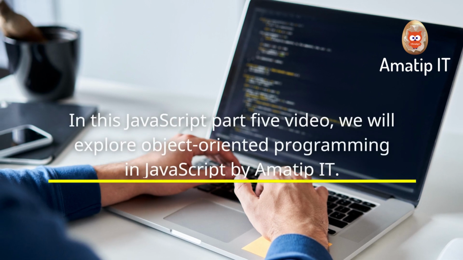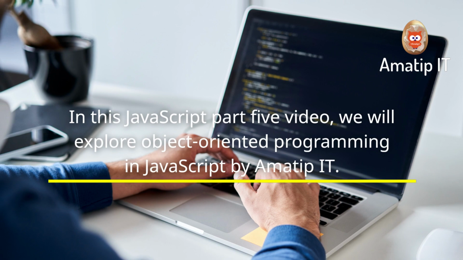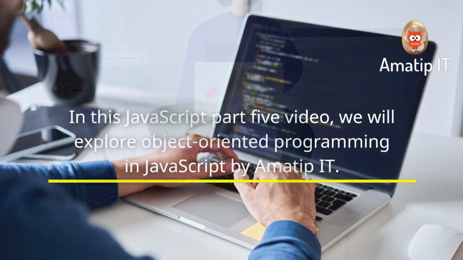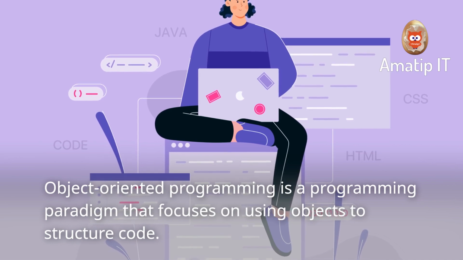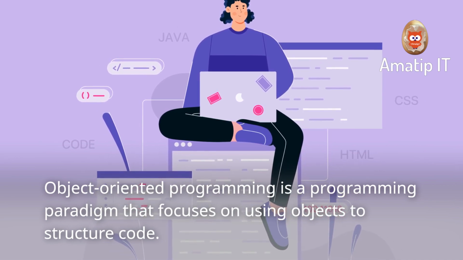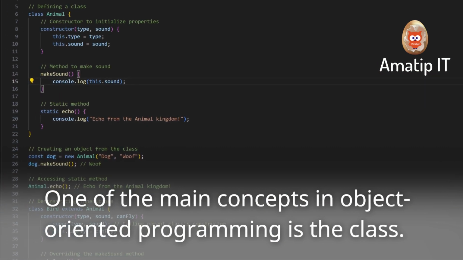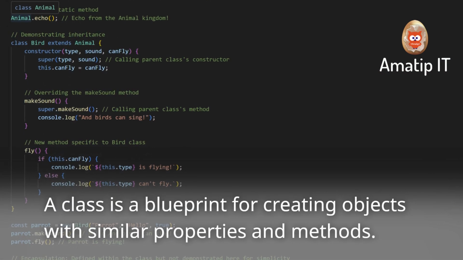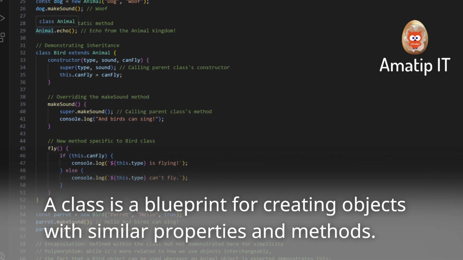In this JavaScript Part 5 video, we will explore object-oriented programming in JavaScript by Amatip IT. Object-oriented programming is a programming paradigm that focuses on using objects to structure code. One of the main concepts in object-oriented programming is the class. A class is a blueprint for creating objects with similar properties and methods.